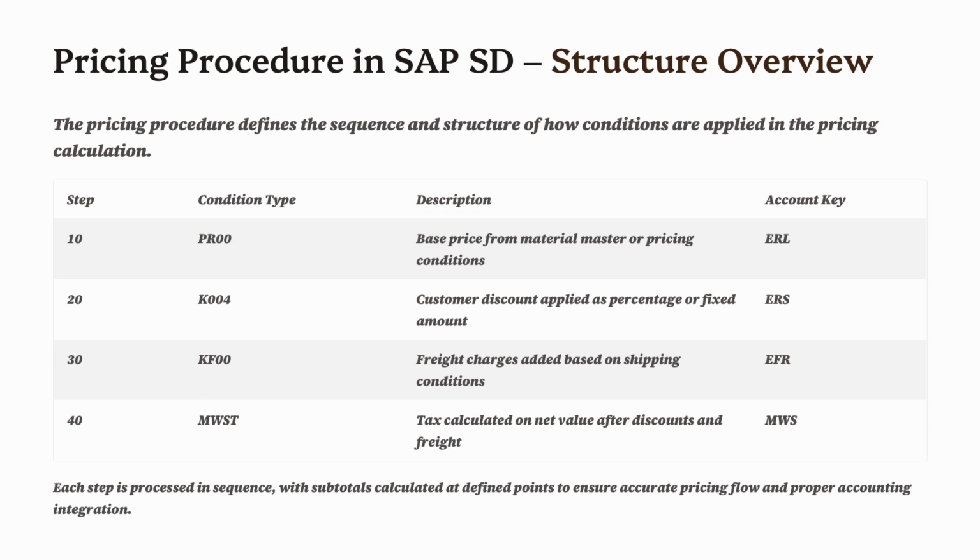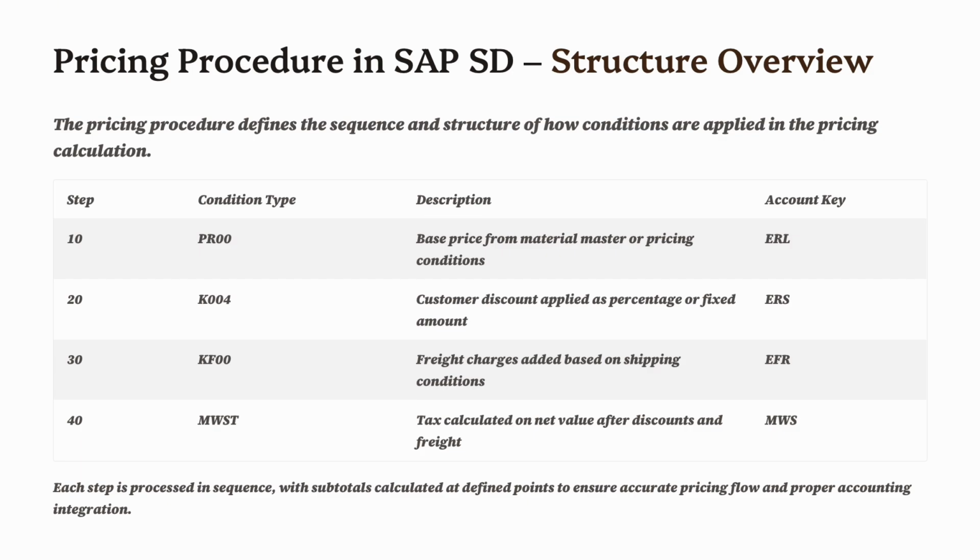Part 6. Real life. Example price calculation in a sales order. Let's bring everything together with a real example of how pricing works inside a sales order in SAP SD. Imagine you create a sales order in VA01 for a customer buying 10 units of a product. Here's what SAP does in the background. 1. PR00, base price. The system finds the material's base price. For example, 100 USD each.